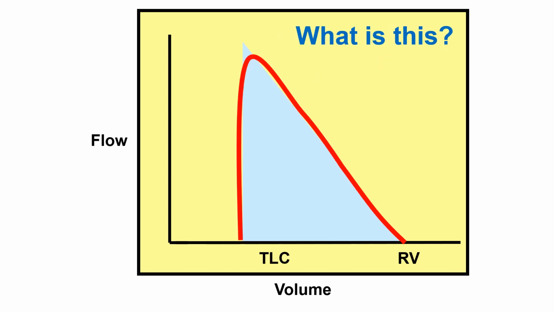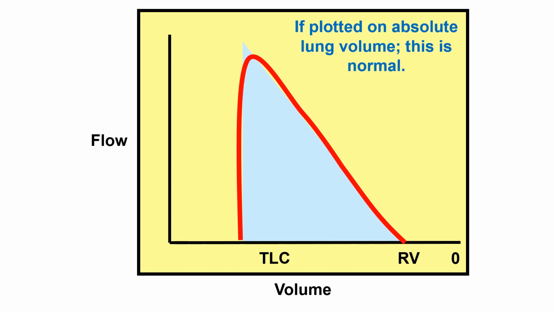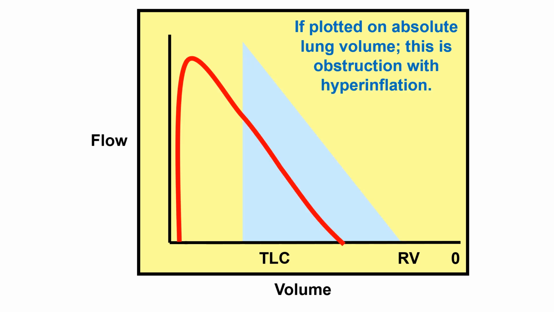So what is this? Looks normal. If plotted on absolute lung volume, this is normal. But it could be this on an absolute lung volume, which would be obstruction with hyperinflation, because flow rates are decreased compared to the predicted, even though the curve looks fairly triangular.